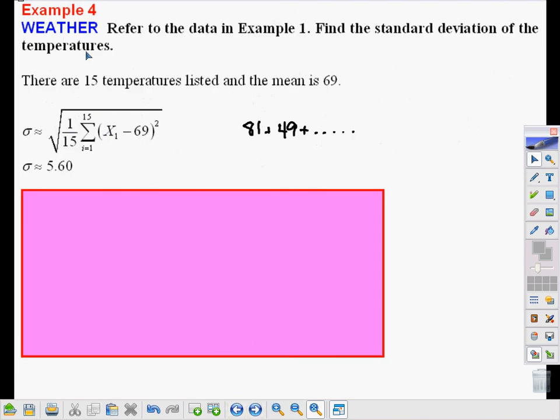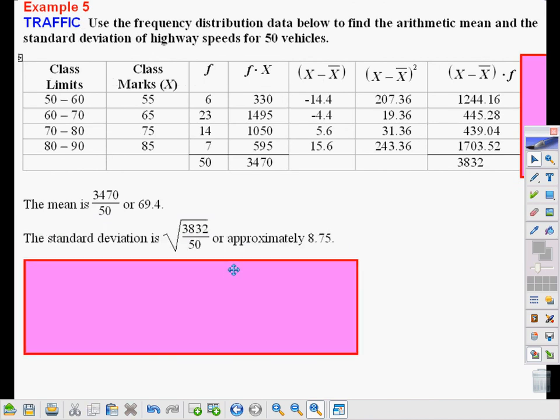So we add it up, and then I'm going to have to divide by the number of vehicles, which was 50, and take the square root. Okay, so that's what I'm going to do. We take the summation of those, which is 3,832, divide by the 50 vehicles and take the square root, which gives me a standard deviation of approximately 8.75. So I would expect typical speeds to be within 8.75 miles per hour of the average 69.4 miles per hour. So above or below this average by 8.75.